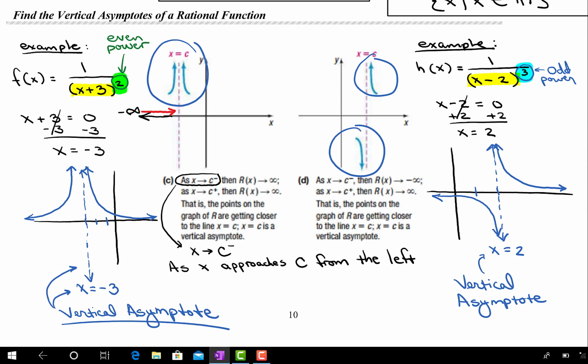And then as we're approaching from the other side, we say that we're approaching from the right-hand side to C. So that would be the second part here where it says as x approaches C from the right, okay?